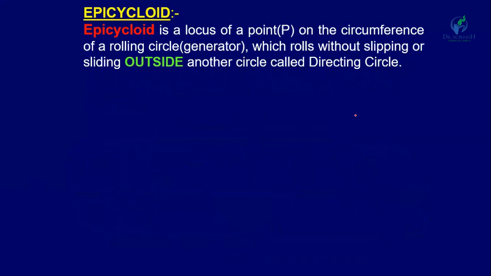Then next one is an epicycloid. An epicycloid is a locus of point P on the circumference of a rolling circle or generator which rolls without slipping or sliding outside another circle called the directing circle. So if any circle rolls over another circle, then the path of the point on the circumference of the rolling circle is known as an epicycloid. You have to remember that the circle is rolling outside the other circle; then it is known as an epicycloid.